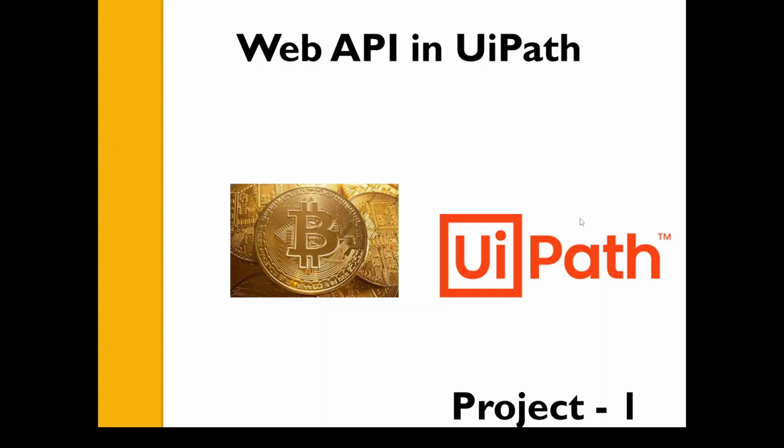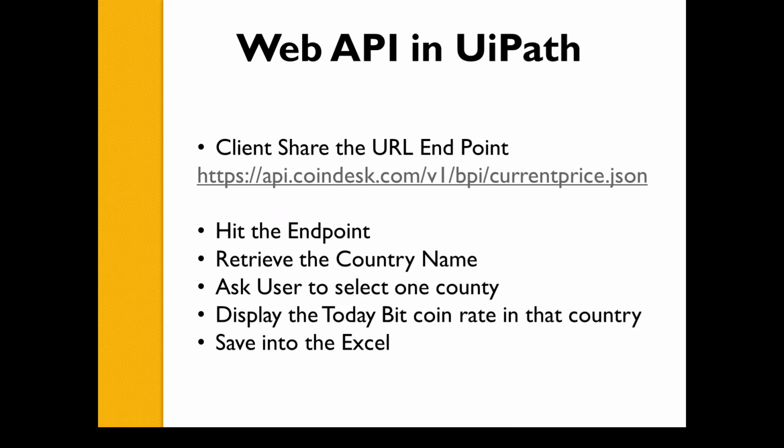So let's start. We are using this API. I will provide the link in my description. First we take the endpoint, like this is our endpoint. The endpoint is the web URL which is used for hitting the web API and retrieving the data. Once we hit the web API link, we will receive the Bitcoin currency rate, either in USD or INR. It depends upon the web API result.